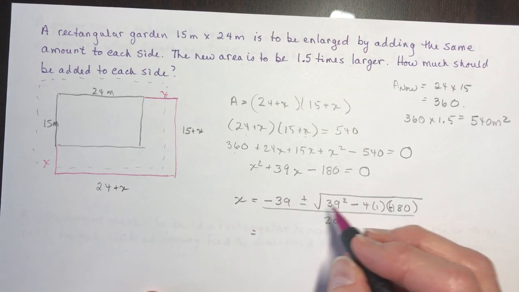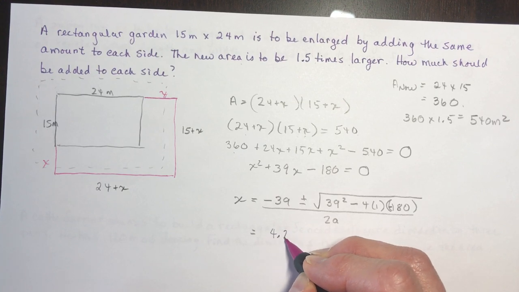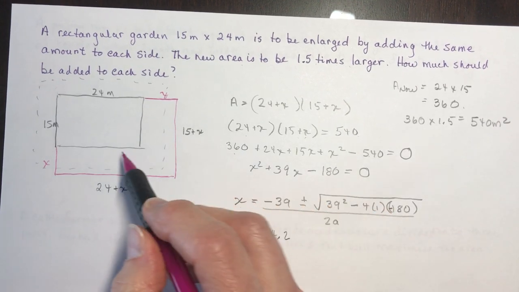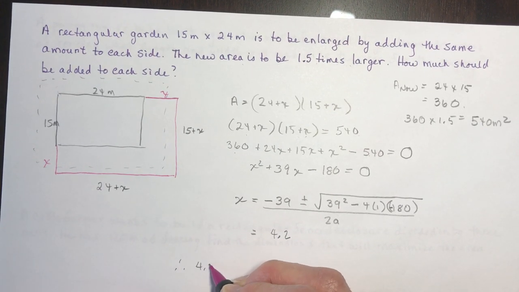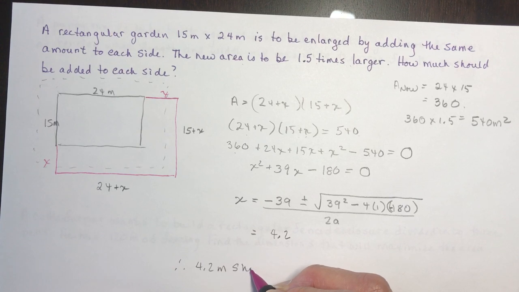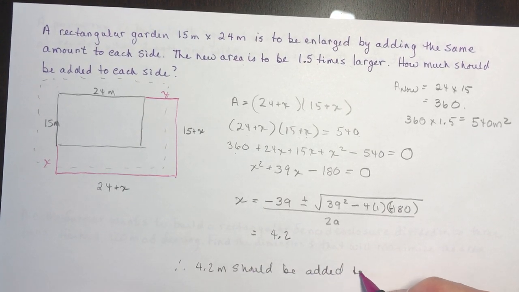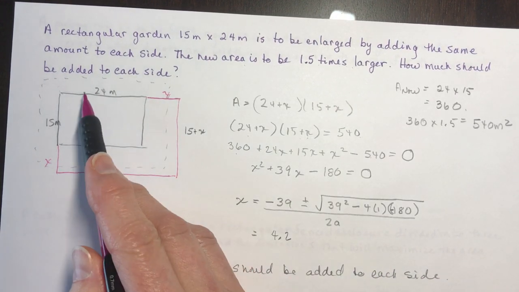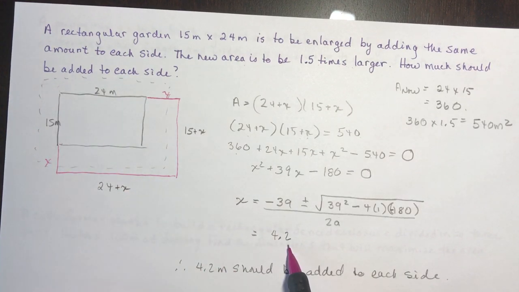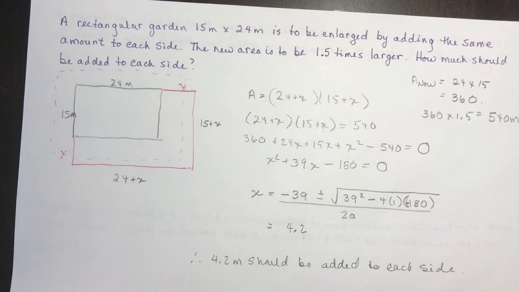And just to save some time here, you can do that math. You should get 4.2. So it says how much should be added to each side. So you'd say, therefore, 4.2 meters should be added to each side. Or maybe you could have been asked, what are the new dimensions? So you would just say 24, 28.2, and 19.2. Okay? So that's another little border garden kind of question.